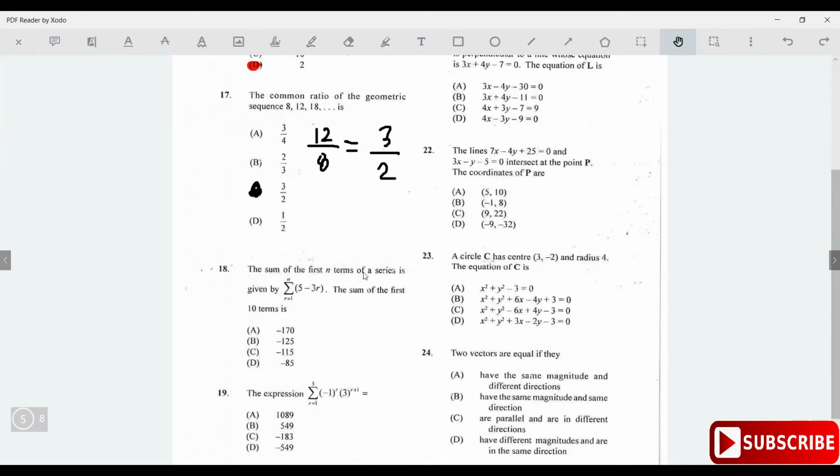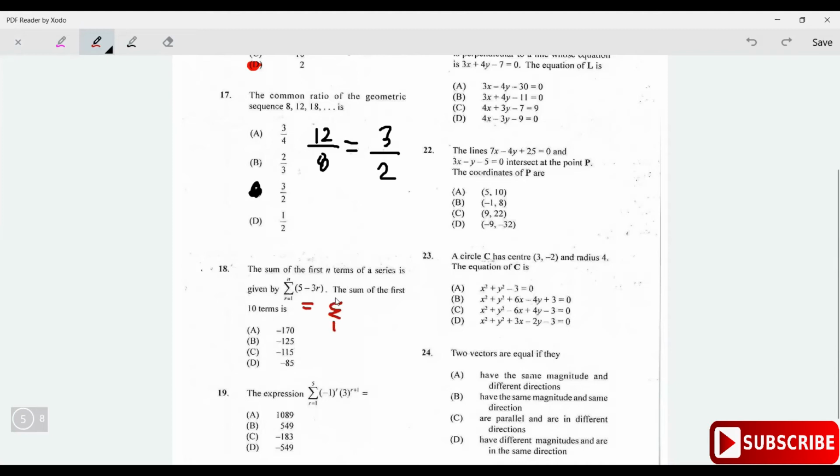It says the sum of the first n terms of a series is given by the sum from 1 to n of 5 minus 3r. What is the sum of the first 10 terms? So to find the sum of the first 10 terms, this can be broken up as, because we're putting in n as 10, the sum from 1 to 10 of 5 minus 3 times the sum from 1 to 10 of r.